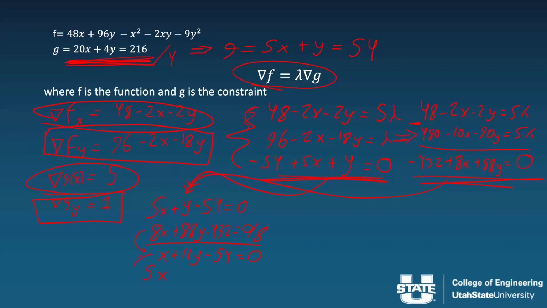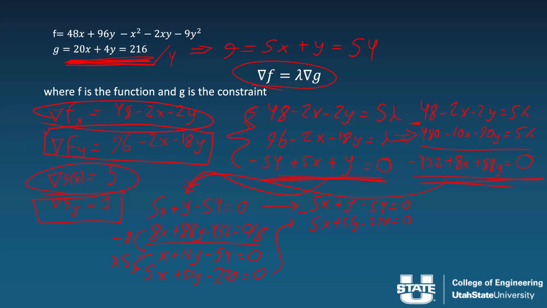So we're going to just multiply this equation by 5 now. We're going to divide by 8, then multiply it by 5. So now we're going to have 5x plus 55y minus 270, whatever 54 times 5 is. That still equals 0. So now we have this equation and this equation: 5x plus y minus 54 equals 0, and 5x plus 55y minus 270 equals 0 still.